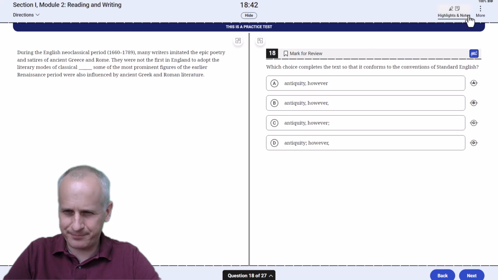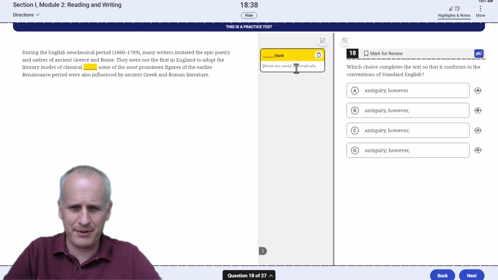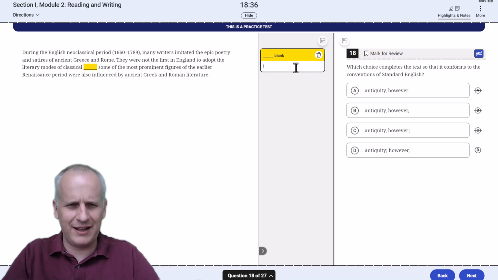Number 18 here, we have pretty much the same concept. So we're going to just open this up. We're going to put our little vertical line. And again, we can just jump right into reading from "they." They were not the first in England to adopt the literary modes of classical antiquity.